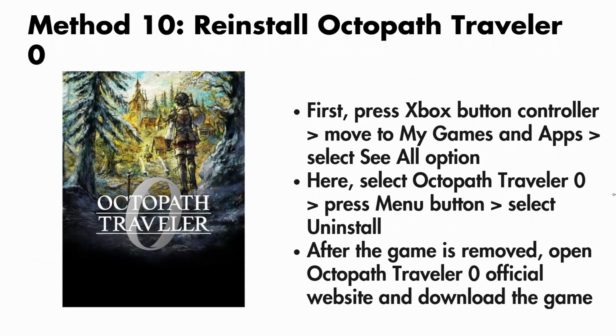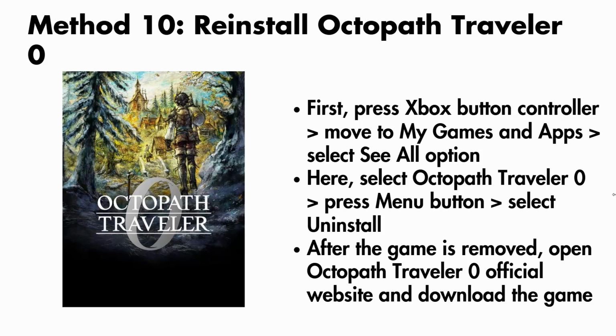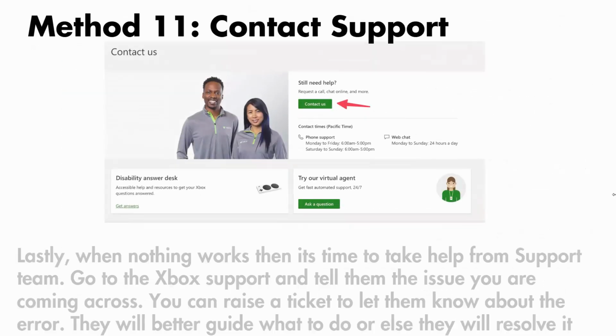Next solution is to reinstall Octopath Traveler 0 game. For that, press Xbox button on controller, then move to My Games and Apps, then select See All option. Here select Octopath Traveler 0, then press menu button and then select Uninstall. Now after the game is removed, open Octopath Traveler 0 official website and download the game and check if it's fixed or not.